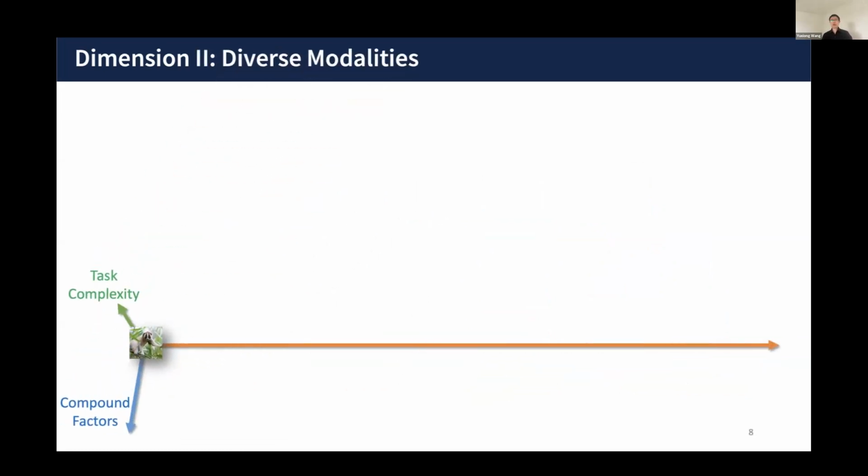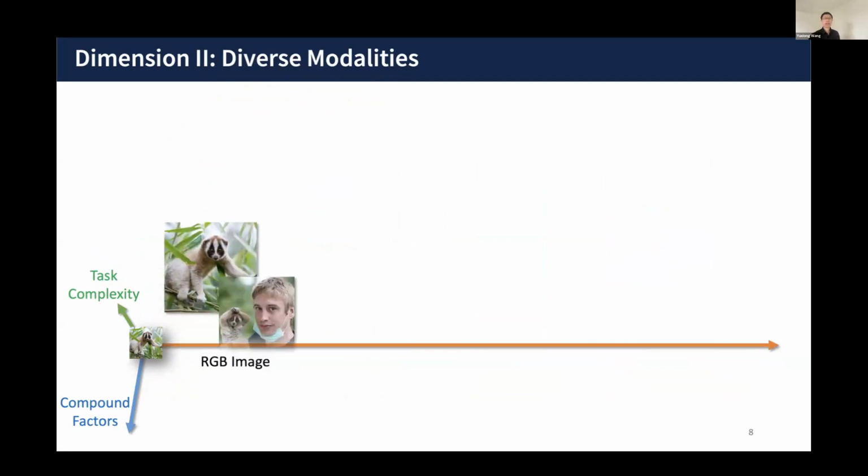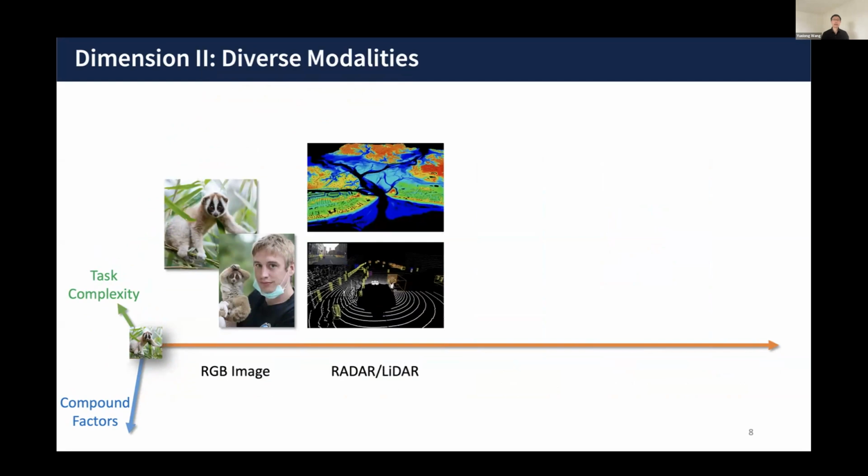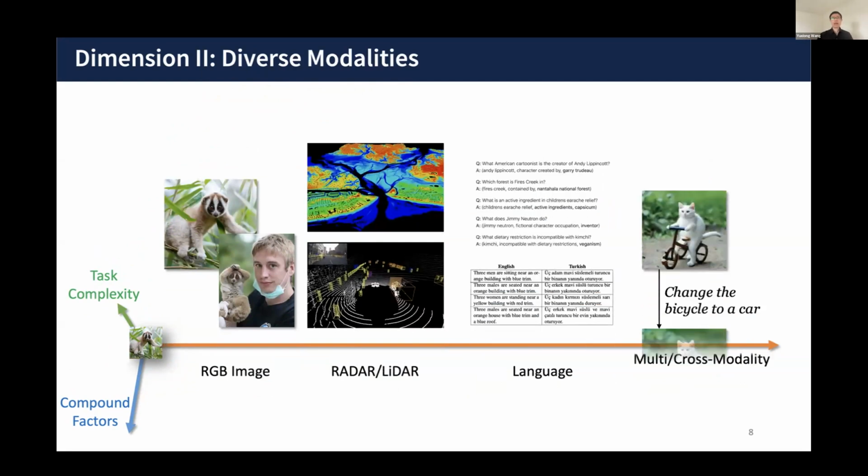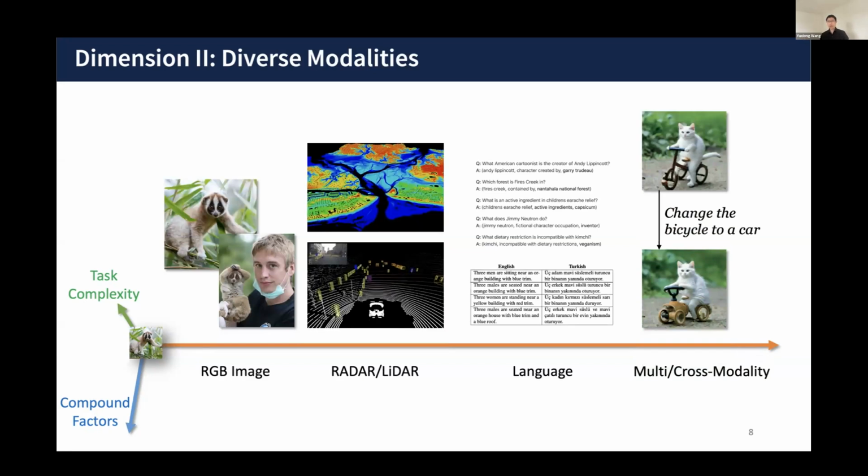Second, the real world consists of a diverse range of modalities, such as cameras, radar, LiDAR, X-ray, ultrasound, language, and their interaction. Humans are inherently learning in a multimodal fashion. Therefore, few-shot learning needs to be investigated in a multimodal context.